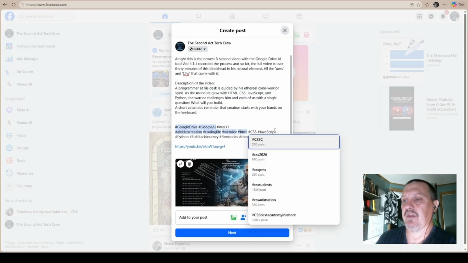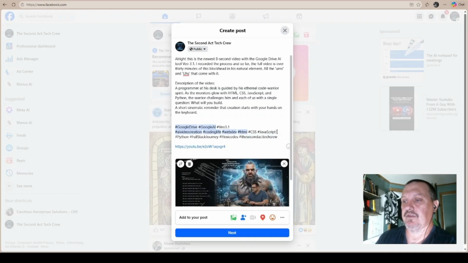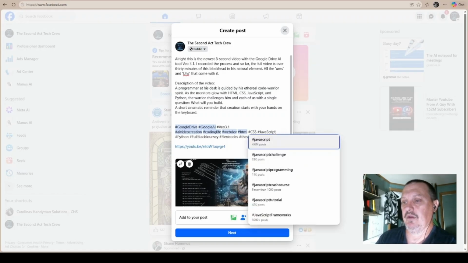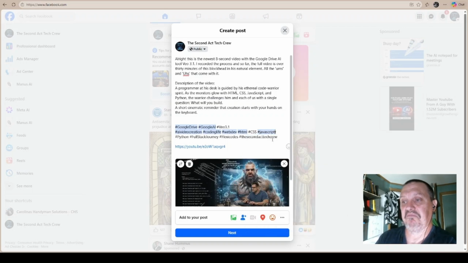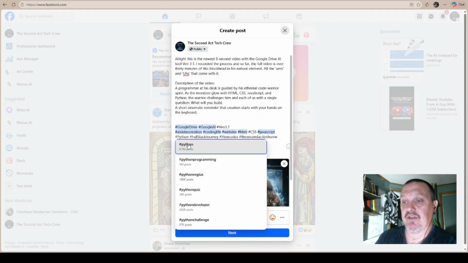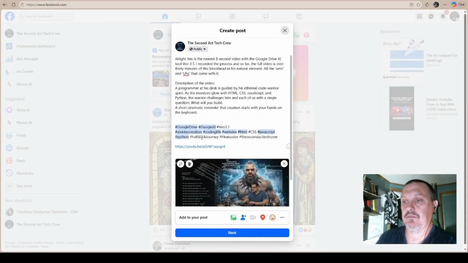Well, what do we got for JavaScript? Hashtag JavaScript's 4.6 million posts. Okay, well, let's do it. Python. Ooh. Full stack journey. Only 1,000 plus posts. Okay, well, we'll lend a hand. Yeah, we're trying to pick the FlexiCodes thing up and the Second Act Tech Crew, trying to get those up.